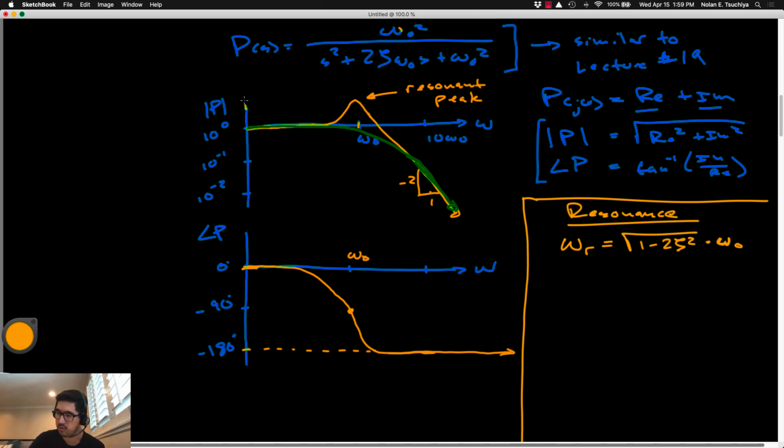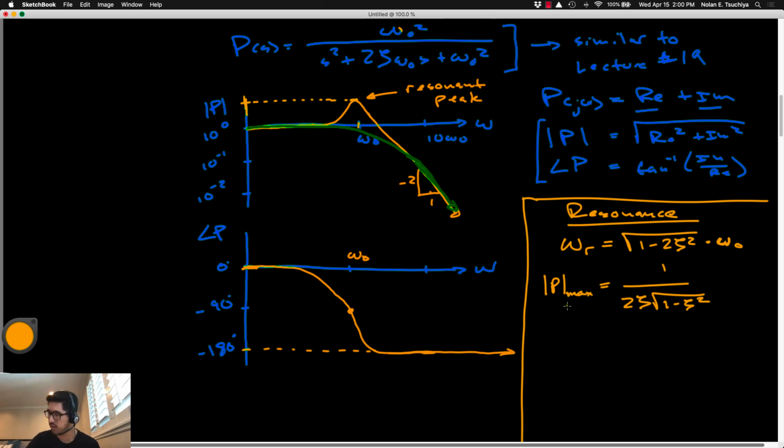You can also, there's also a formula to compute the max amplitude. Right? So what is the actual amplitude at that frequency? That's equal to the following. So it's 1 over 2 zeta square root 1 minus zeta squared.